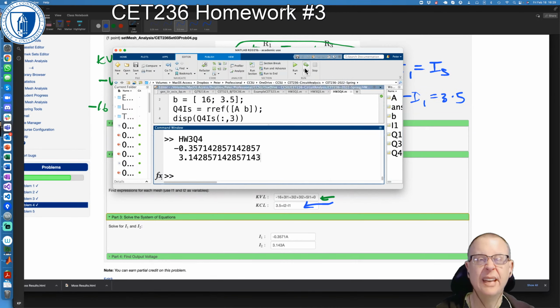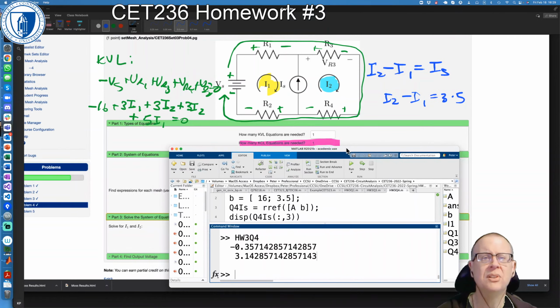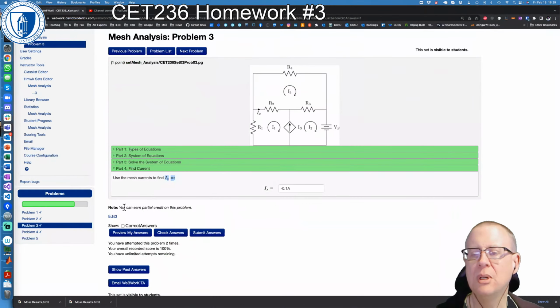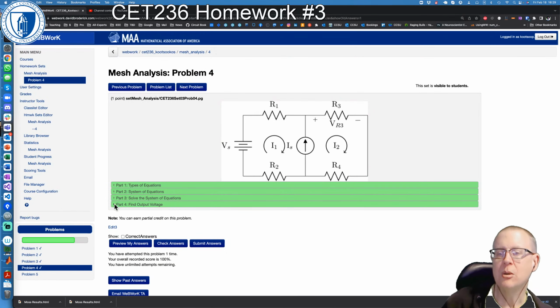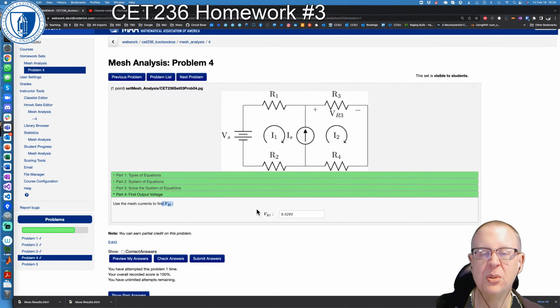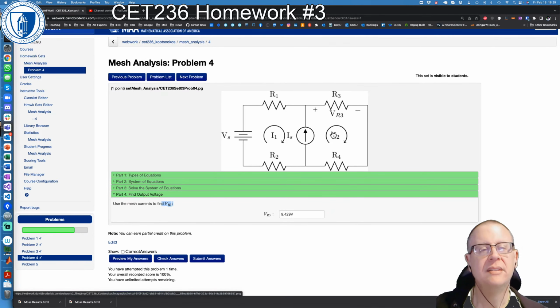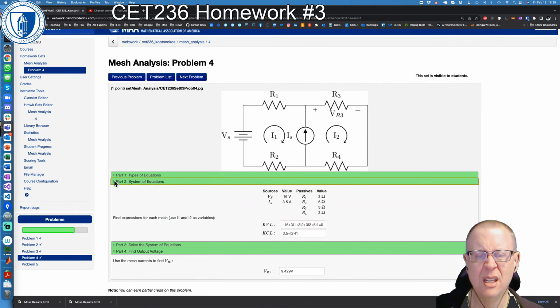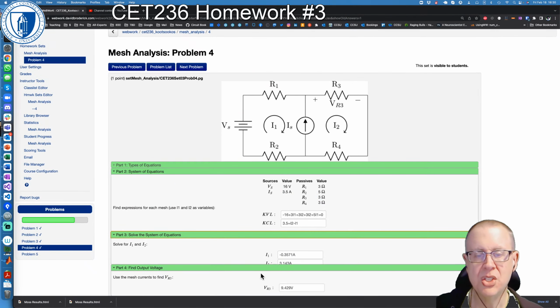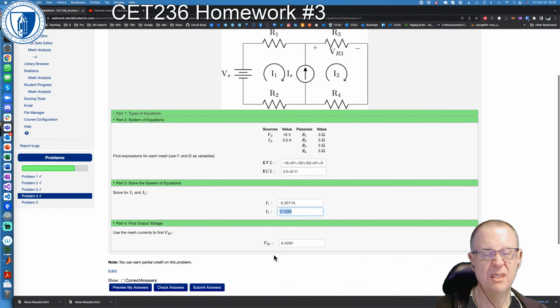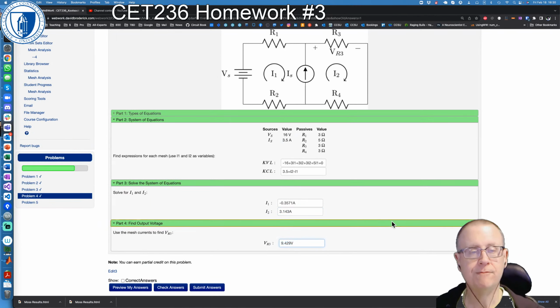And then the output voltage, well, where's the output voltage? I think it's the one across VR3. So let's just go back to WebWork and check what it is. VR3 is the output voltage, and in this case the output voltage is just R3, which is 3 times our I2, so it's going to be 9.429.